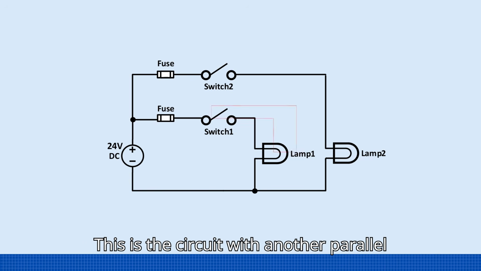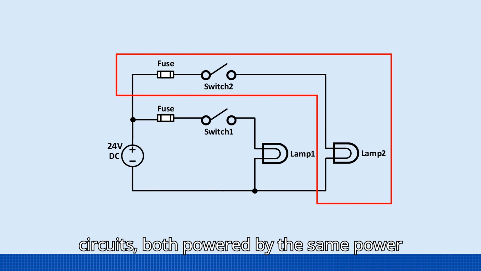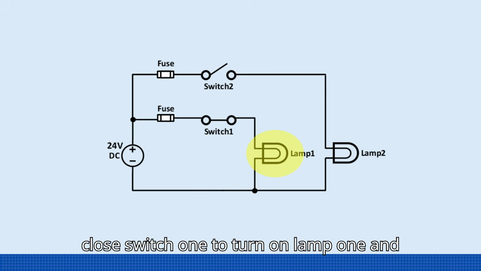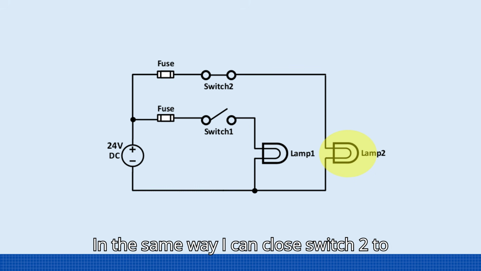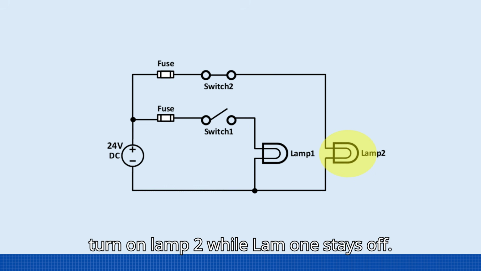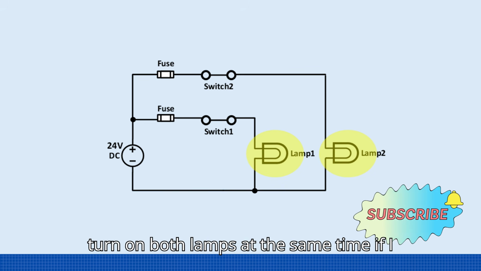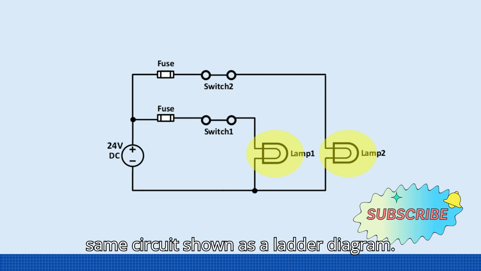This is the circuit with another parallel branch added. These are now two independent circuits, both powered by the same power source. What I mean by independent is that I can close switch 1 to turn on lamp 1, and lamp 2 stays off. In the same way, I can close switch 2 to turn on lamp 2, while lamp 1 stays off. And finally, I can close both switches to turn on both lamps at the same time, if I want to. Now, let's take a look at the same circuit shown as a ladder diagram.